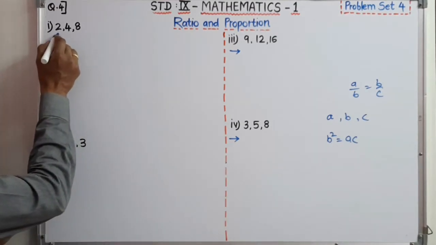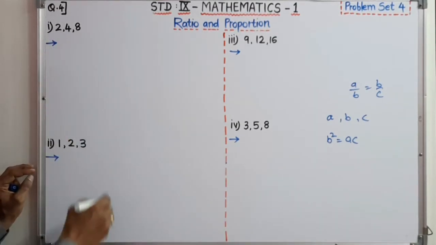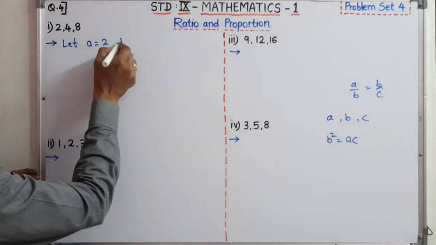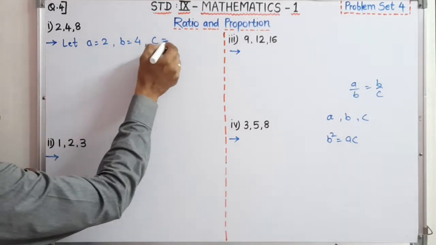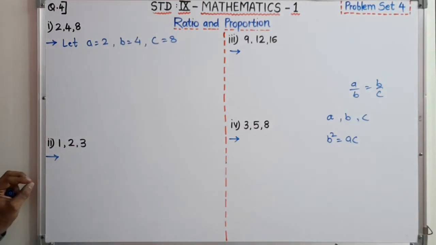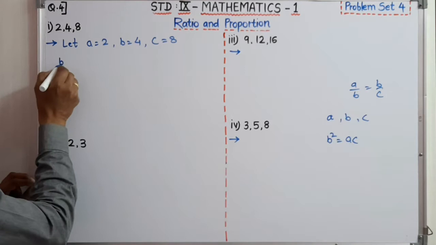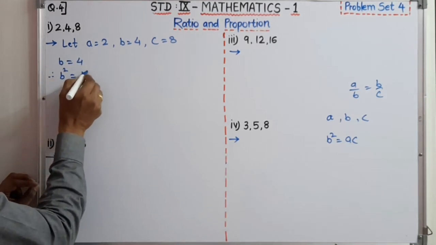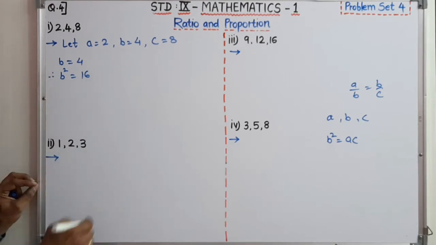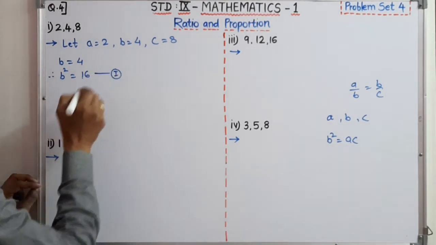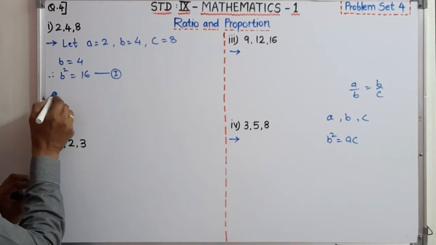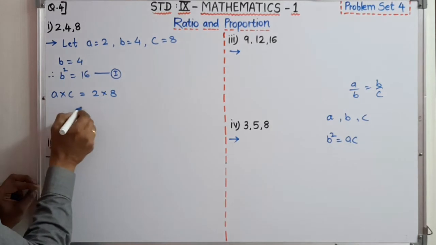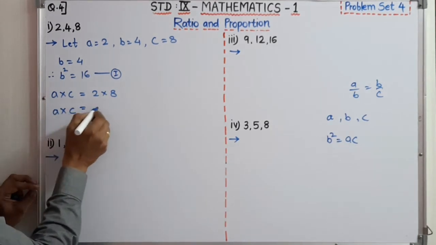Dear student, the numbers are 2, 4 and 8. For that purpose, let A is equal to 2, B is equal to 4 and C is equal to 8. The middle number is B, therefore B is equal to 4. Therefore B square is equal to 4 square, that is 16. This is number 1. Second, we take A into C is equal to 2 into 8. Therefore A into C is equal to 16.